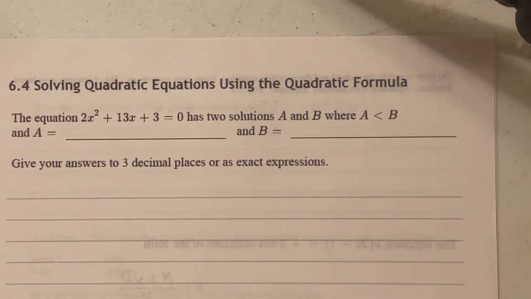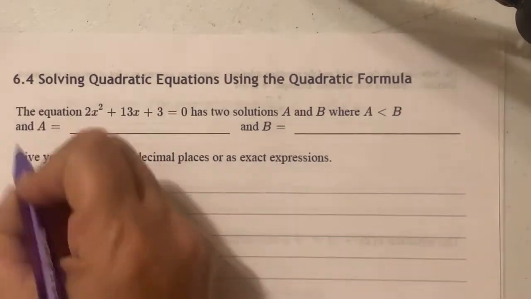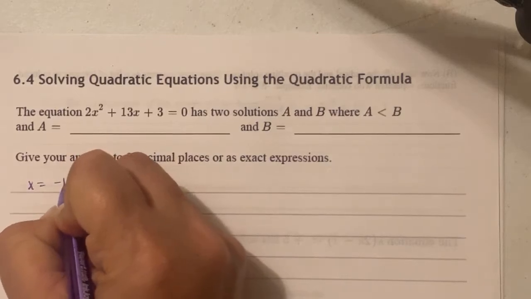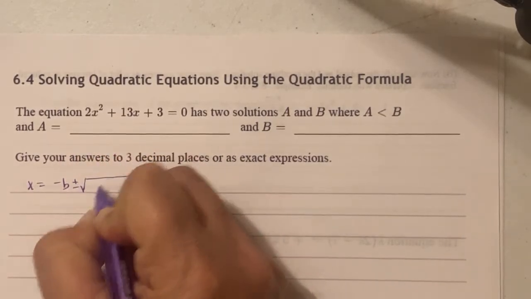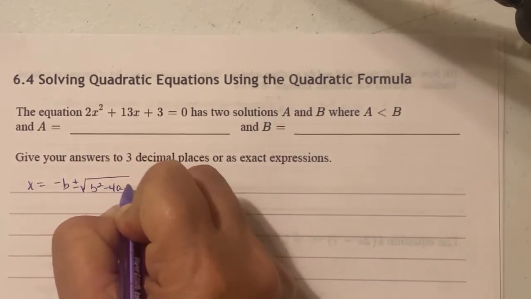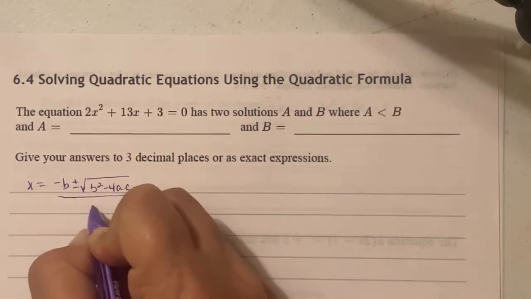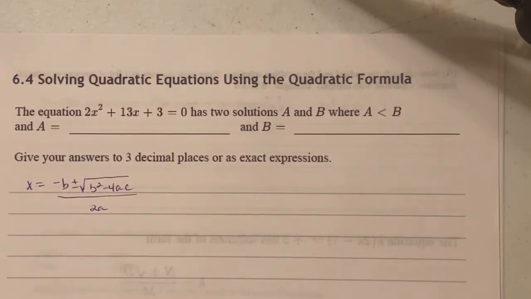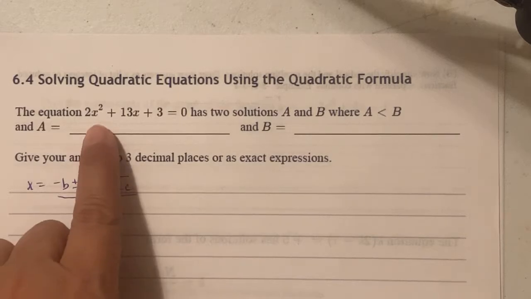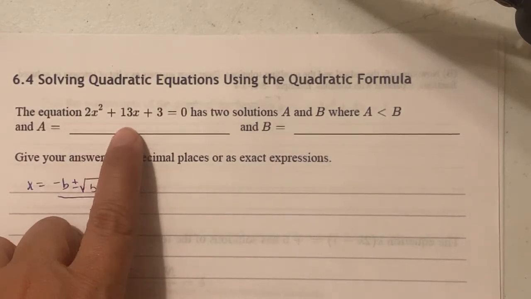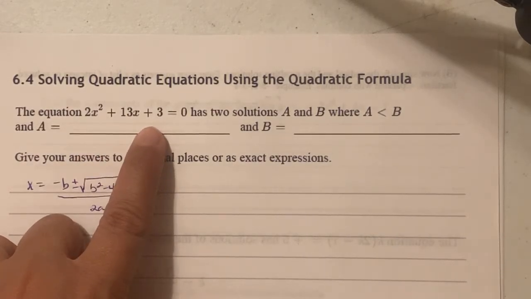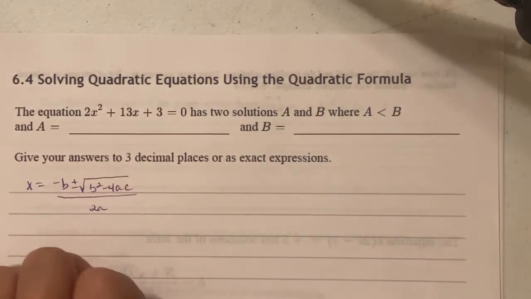Okay, this is 6.4, solving quadratic equations using the quadratic formula. Remember the quadratic formula was introduced previously. The formula says x is equal to negative b plus and minus radical b squared minus 4ac, all divided by 2a. So in this problem, they want us to solve the equation 2x squared plus 13x plus 3 equal to 0. It's going to have two solutions.